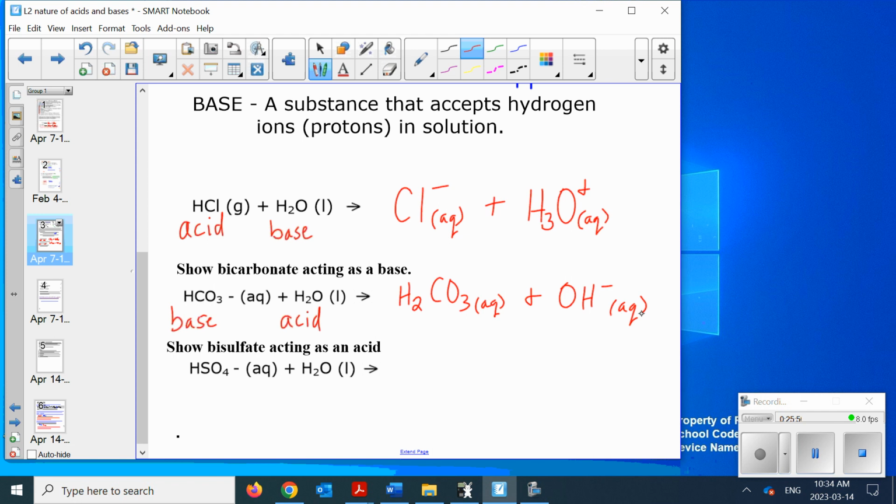Now, I show bisulfate acting as an acid. So then water must be a base. So bisulfate, HSO4 minus, acts as an acid, it gives away its H plus and it becomes SO4 with a 2 minus. That's sulfate. Then the water would have picked up that extra H plus, acting as a base, to become H3O plus, the hydronium ion.